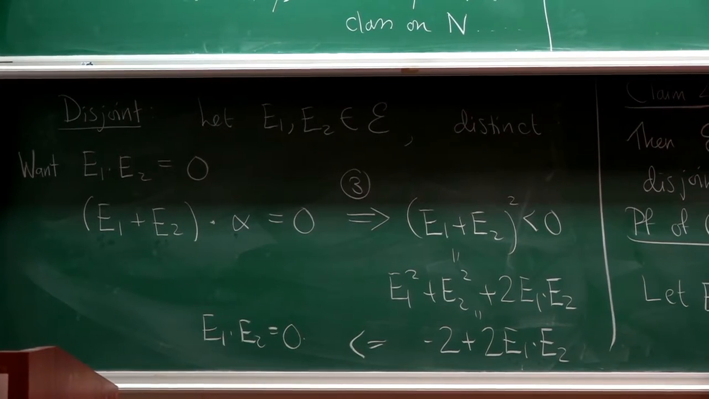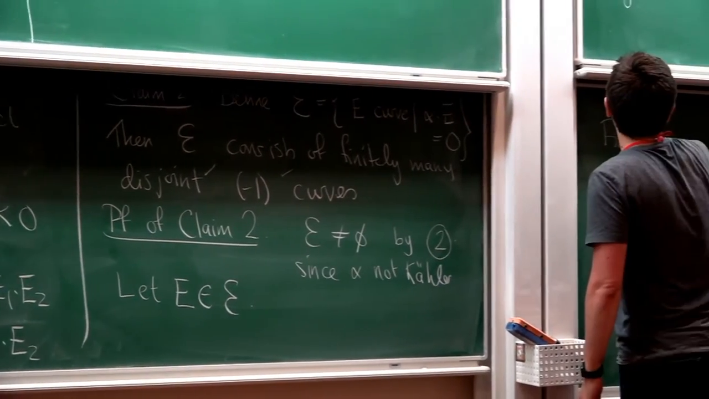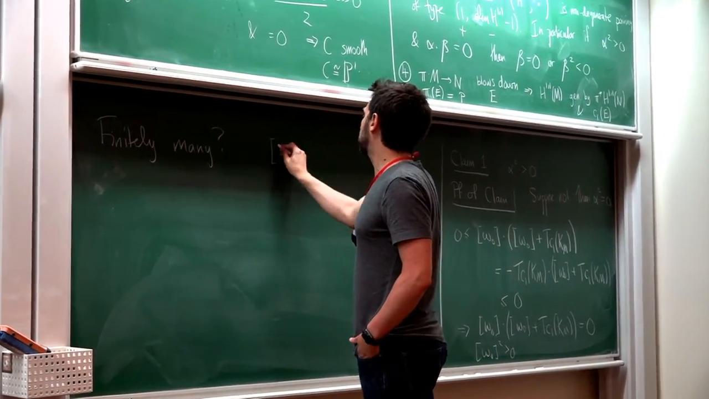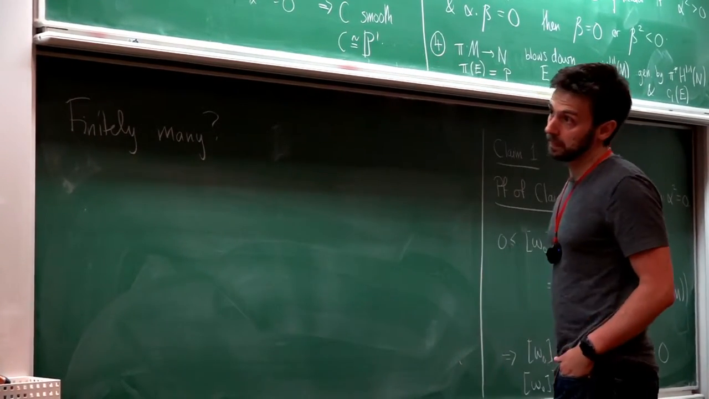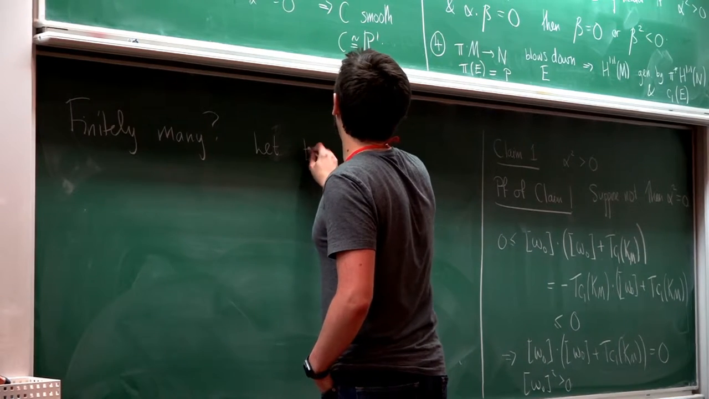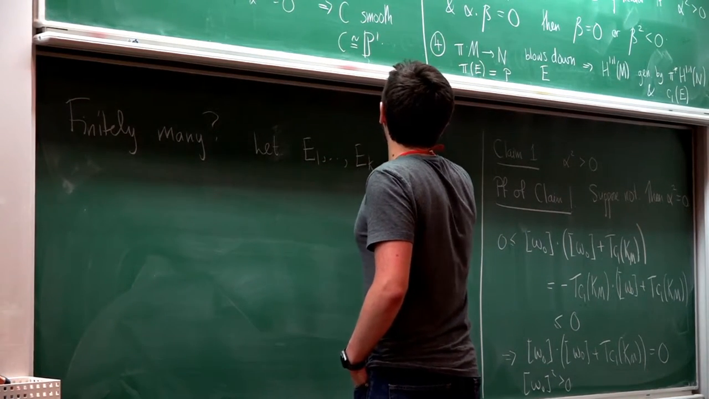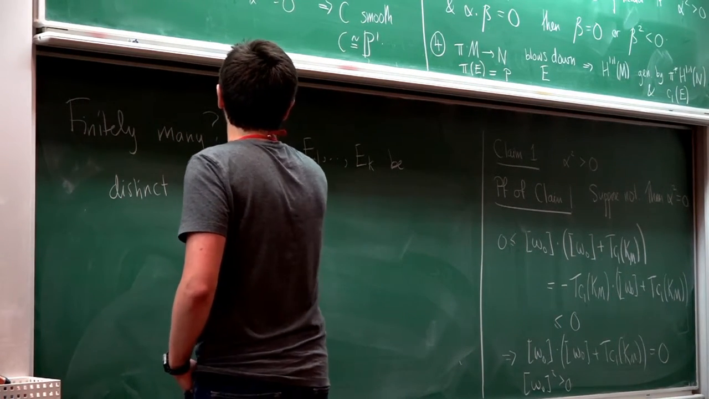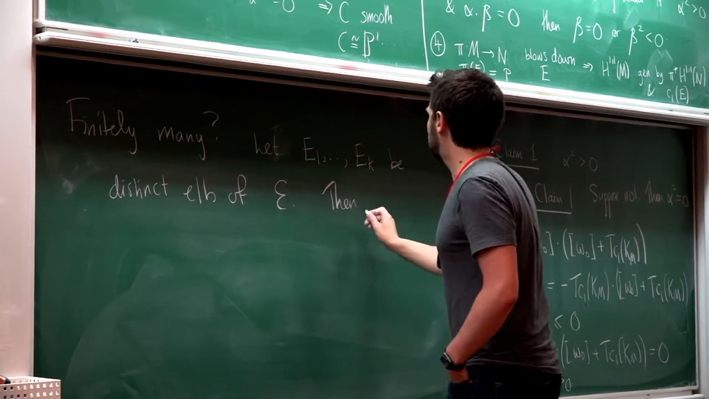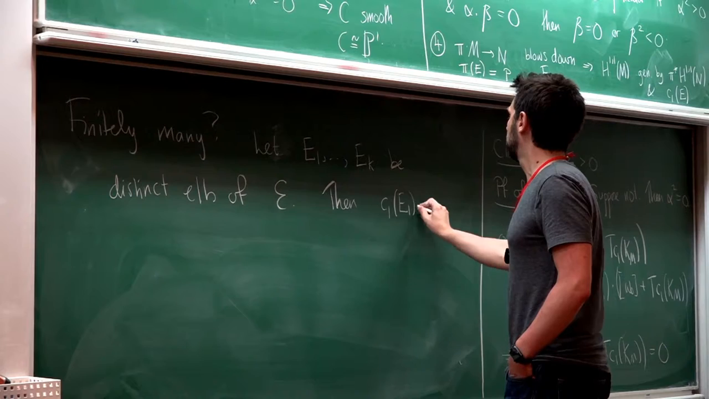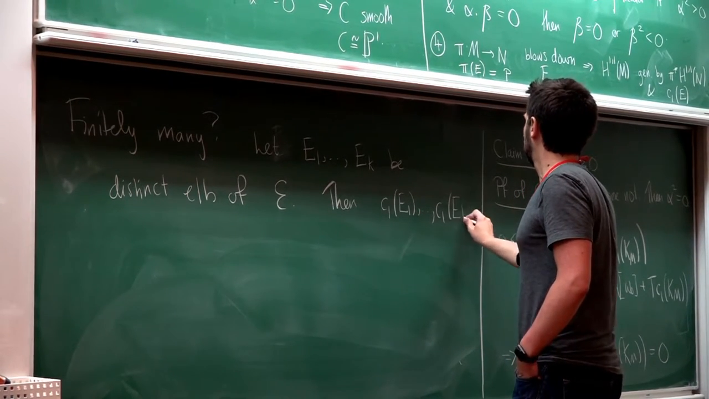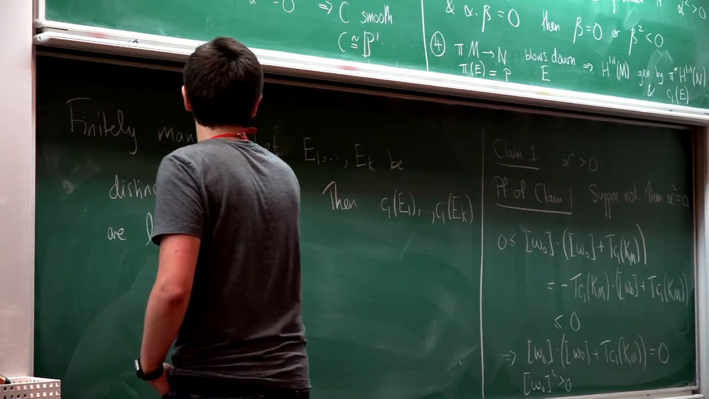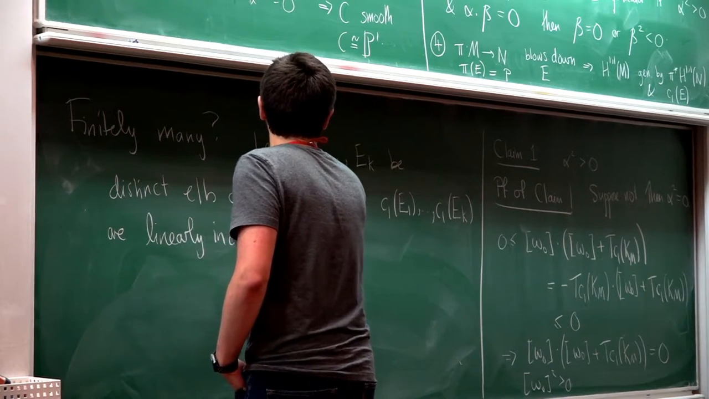Well, this is easy, actually. So there's finitely many. That's because if you look at the classes, let E1 up to EK be distinct elements of curly E, then the first Chern classes, C1 of E1 up to C1 of EK, are linearly independent in H11.